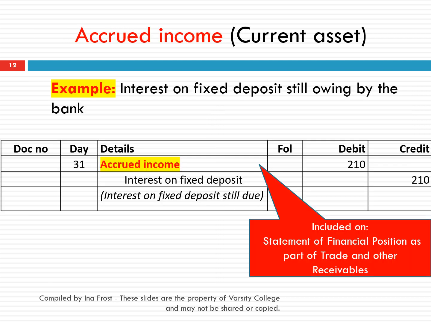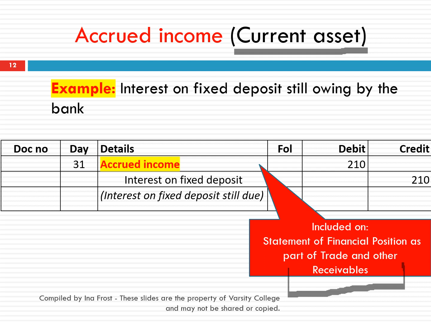So when we look at the examples of the income accounts now, we have a scenario where we can accrue income. This means we haven't yet received all of the income owing to us on a particular item. So the one that we have got here up on the screen is interest that's still owing to us on a fixed deposit. So an accrued income account is deemed to be a current asset, and this will then be on the statement of financial position under your trade and other receivables.